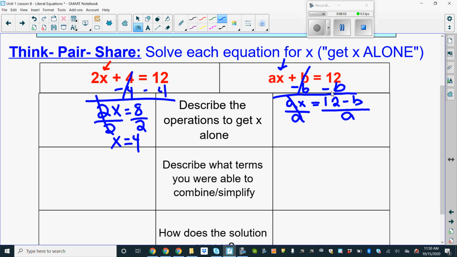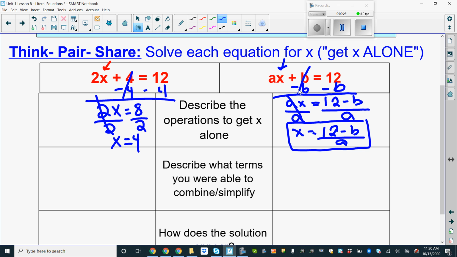Now, I cannot break this up because, first of all, 12 and a are not like terms, and negative b and a are not like terms. So you just leave your answer just like that, as x equals 12 minus b divided by a. And that will be your answer. There's no terms that can be simplified. There's no terms that can be combined. That is its simplest form.